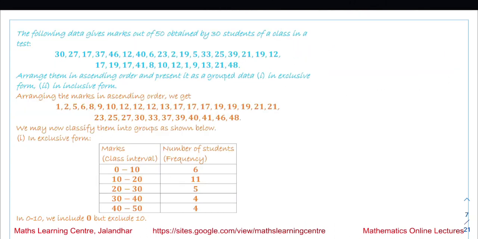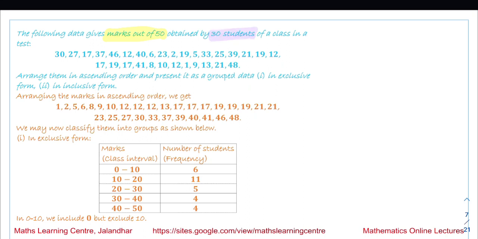Next we are saying that this data is given to us, and this data gives us the marks out of 50 obtained by 30 students of a class in a test.